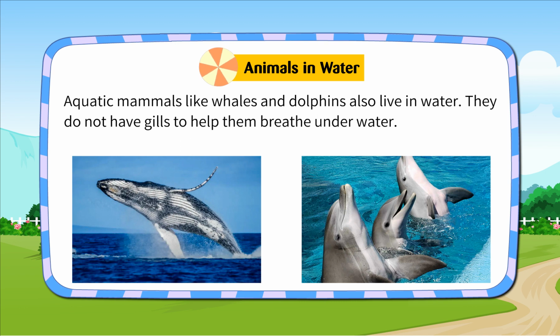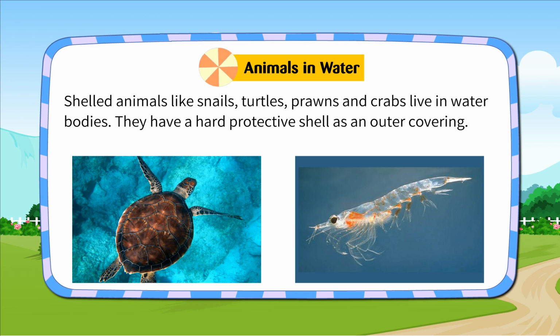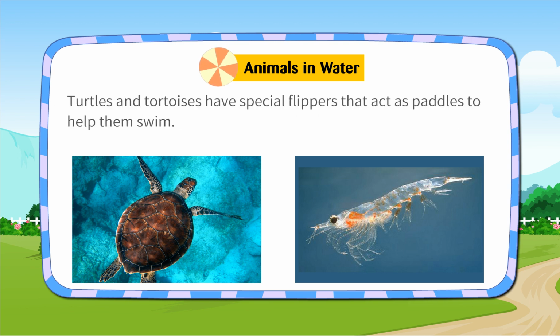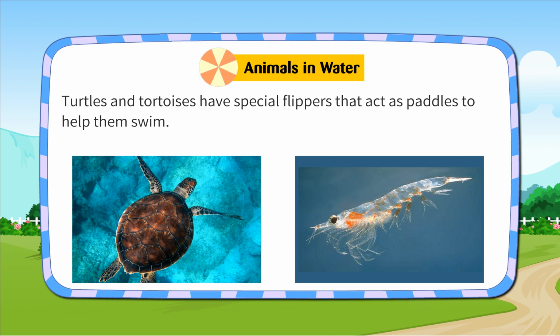Aquatic animals like whales and dolphins also live in water. They do not have gills to help them breathe underwater. They need to keep coming to the water surface to breathe in fresh air. Shelled animals like snails, turtles, prawns, and crabs live in water bodies. They have a hard protective shell as an outer covering. Turtles and tortoises have special flippers that act as paddles to help them swim.